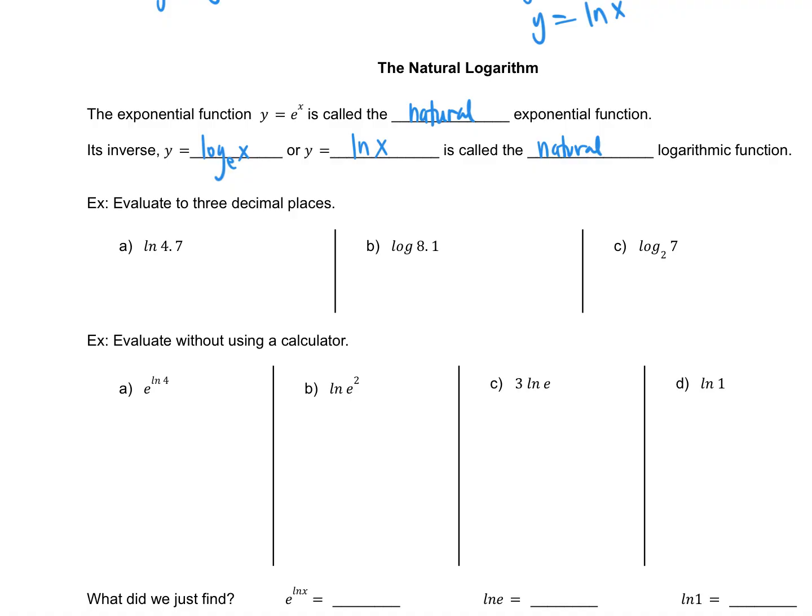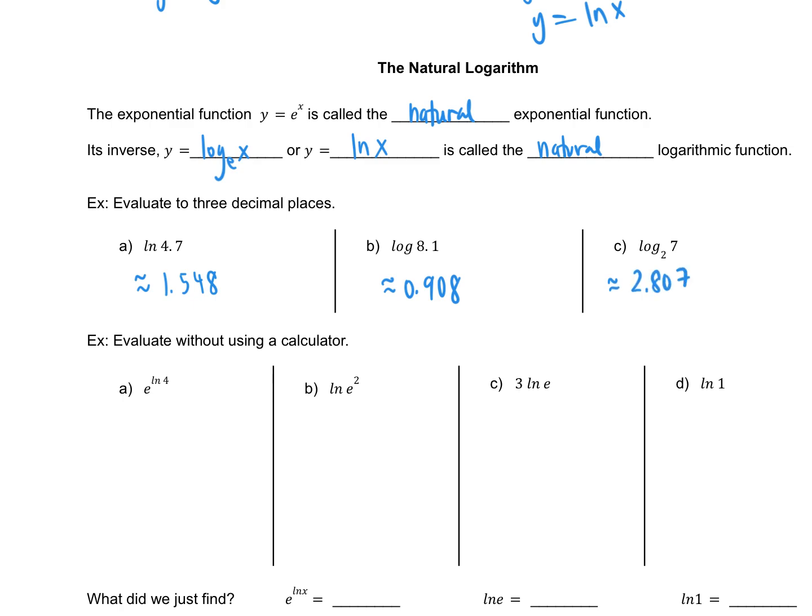Okay, so first, just a refresher, using our calculators for ln and log. So in our calculators, we will plug in ln of 4.7. If you've never used the ln button, find it and punch this in, and you should get approximately 1.548. Then log of 8.1 is approximately 0.908. And then log base 2 of 7 is approximately 2.807.